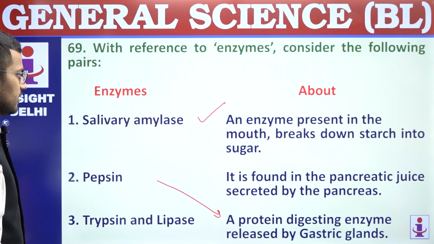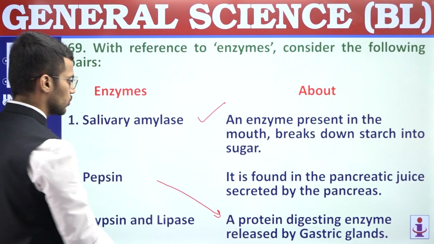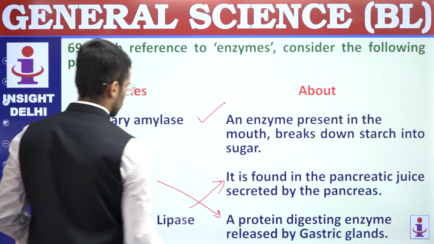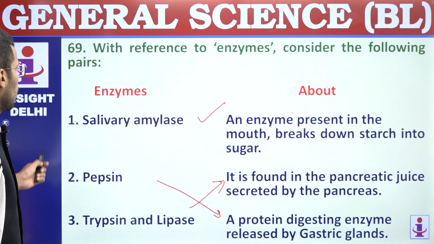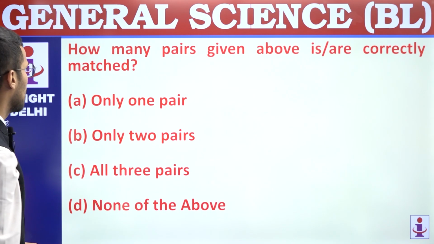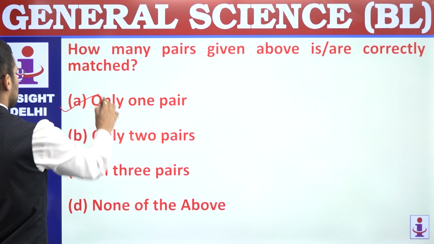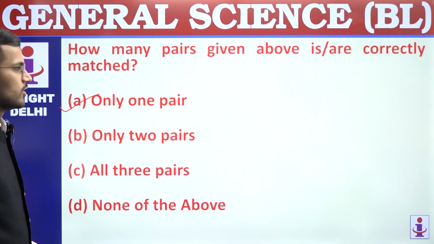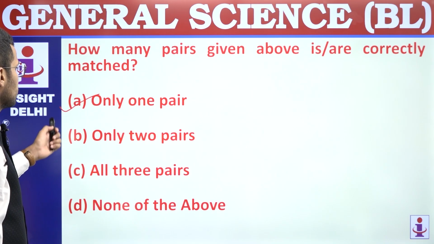Trypsin and lipase, they are found in pancreatic juices secreted by the pancreas. So this pair should be like this. So only the first pair is correctly matched, and that's why the answer is only one pair. 69 question, answer is A.